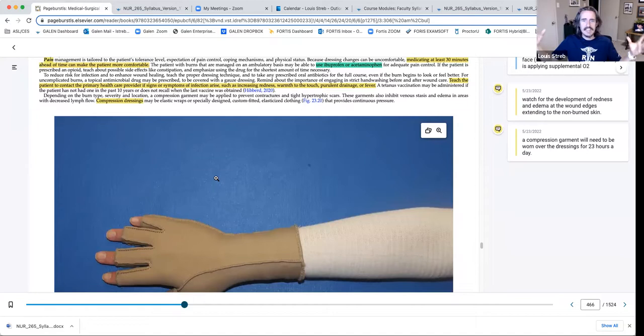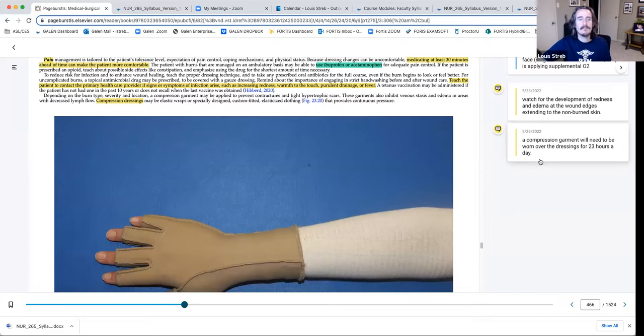Inhibit venous stasis by doing exactly what we do with anybody who has bad venous return. We put on compression stockings. We put on SCDs to squeeze the venous return back up, the lymphatic drainage. That's what these compression devices do. They're worn for like 23 hours a day over their dressing. All day. You can take it off to bathe and stuff, but you need that compression.